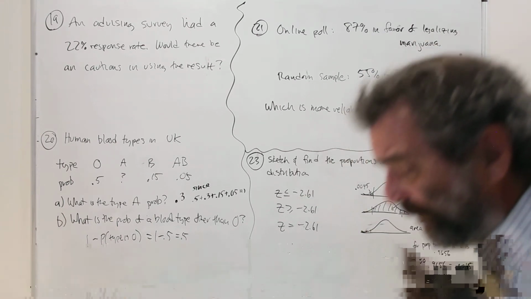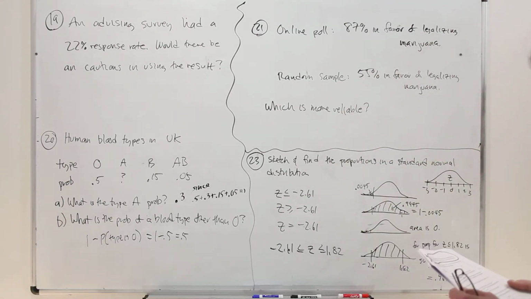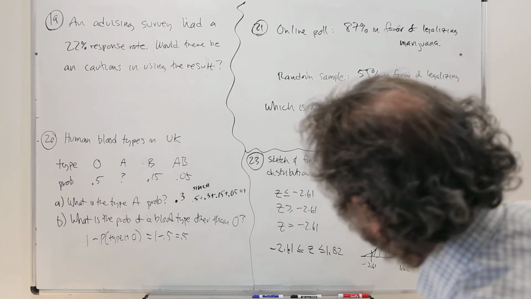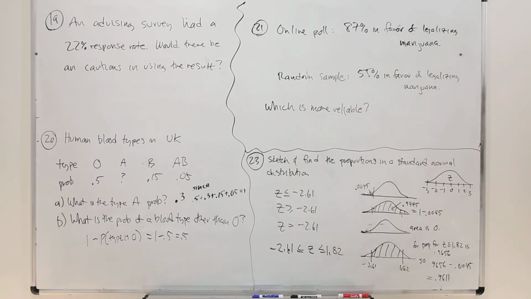We're on to 21. 21 says, in an online poll, 87% of respondents were in favor of legalization of marijuana. Random samples taken at the same time showed only about 55% in favor of legalizing marijuana. Which number is more reliable and why? Well, we know sampling which has voluntary response doesn't usually adequately represent the population. It usually picks people with strong opinions, either positive or negative.